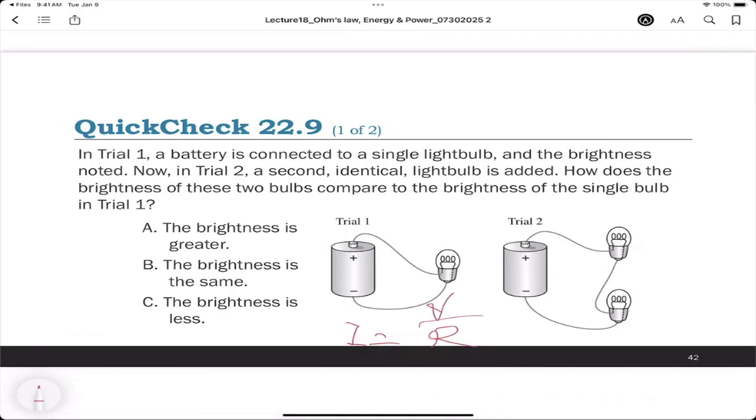Am I right? For trial 1, the resistance is only one R because there is only one bulb. But for trial 2, the current equals V divided by 2R because there are two resistors. Which means this is R2, this is R1. The voltage is the same, so the current in trial 2 is smaller, which means the brightness is smaller.